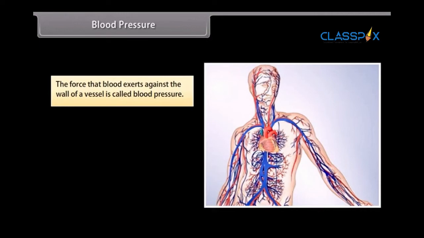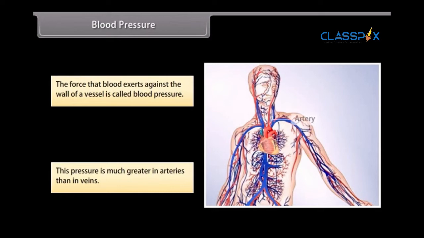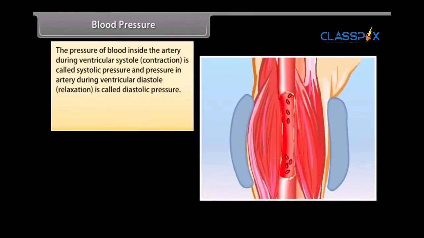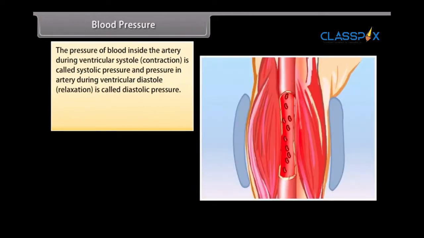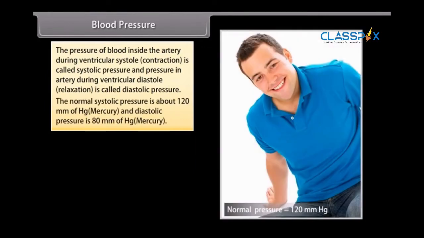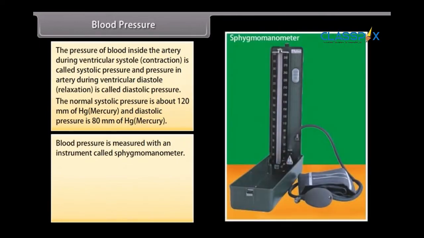Blood pressure. The force that blood exerts against the wall of a vessel is called blood pressure. This pressure is much greater in arteries than in veins. The pressure of blood inside the artery during ventricular systole contraction is called systolic pressure, and pressure in artery during ventricular diastole relaxation is called diastolic pressure. The normal systolic pressure is about 120 mm of mercury and diastolic pressure is up to 80 mm of mercury. Blood pressure is measured with an instrument called sphygmomanometer.